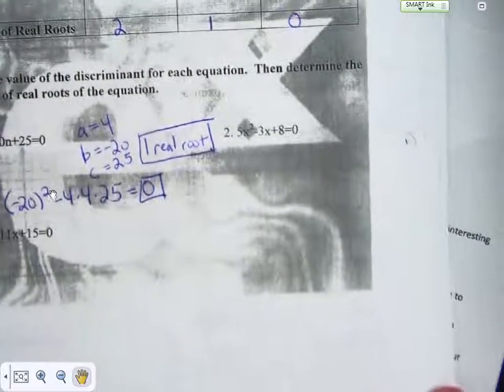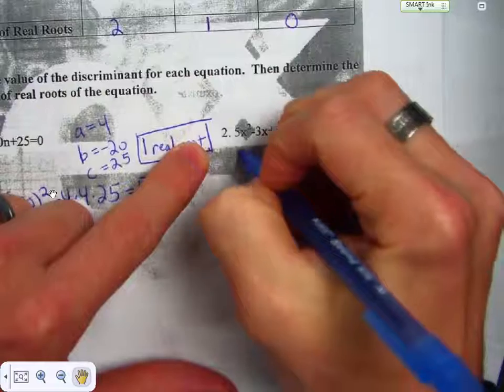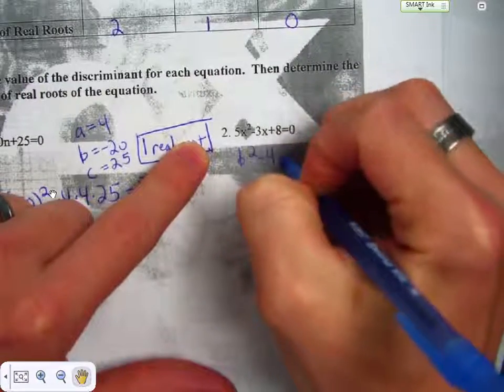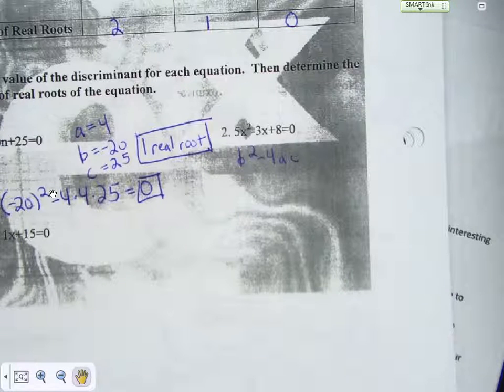So, let's start off with number 2. Right away, we remember that the formula for the discriminant is b squared minus 4ac. No square root. Just b squared minus 4ac. We need to identify what's the a, the b, and the c. But first, make sure that it's equal to 0. Is it? Yes. It is. So now we just need to plug it in.